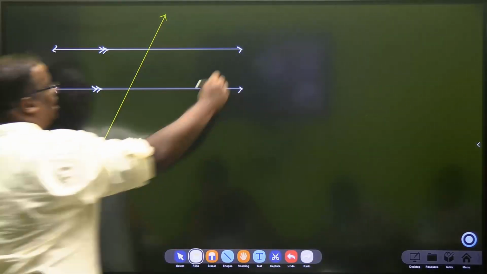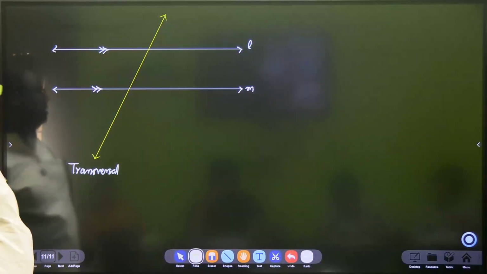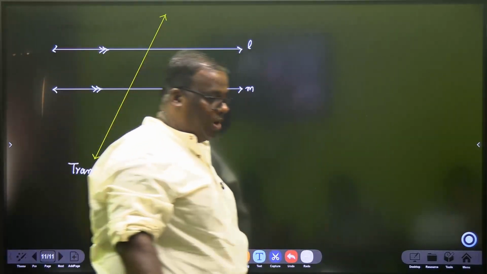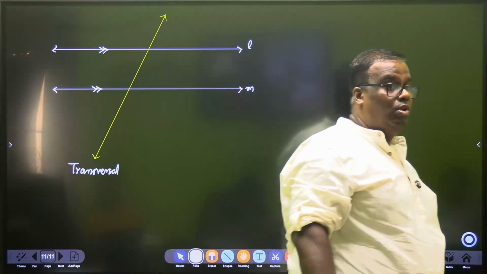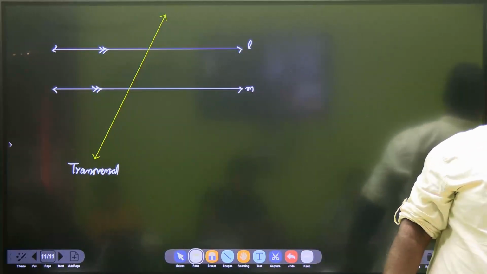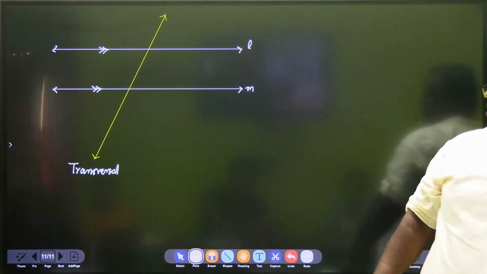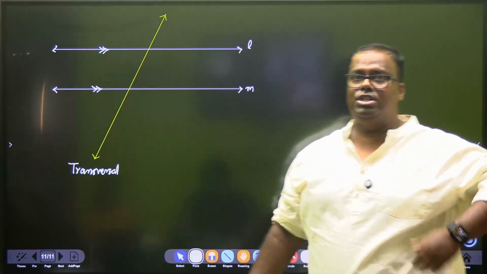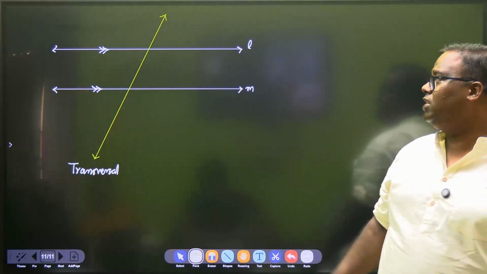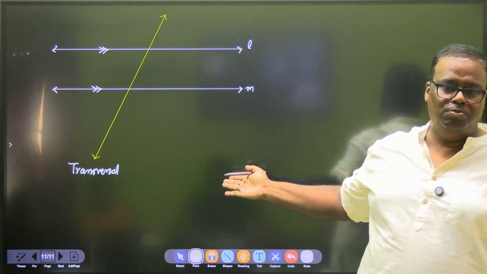Transversal. Let's say this is my line L and this is my line M. When this transversal cuts across two parallel lines, you will find a plethora of relations and findings; Pandora's box will open up. Now, when we draw parallel lines, we usually draw them parallel to the horizontal of the board or book.